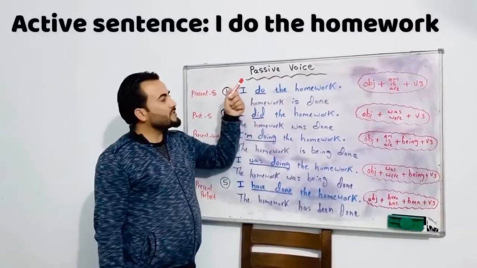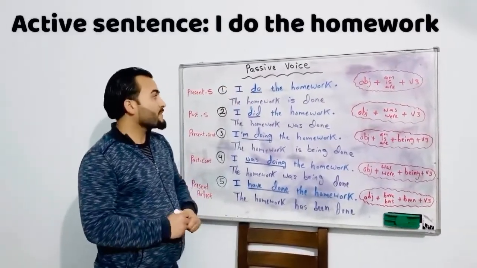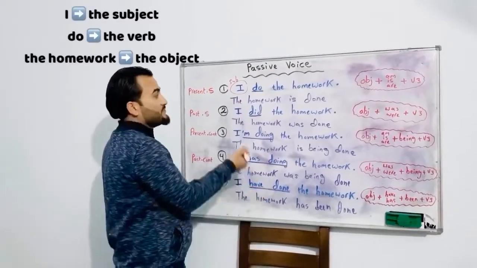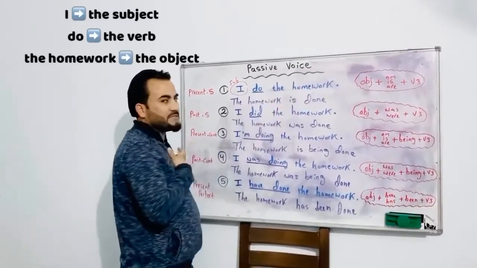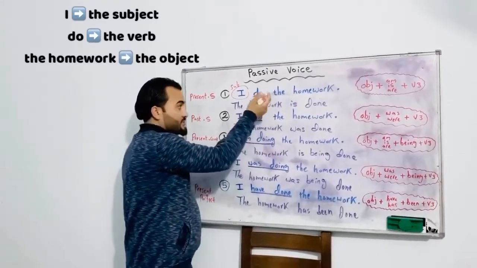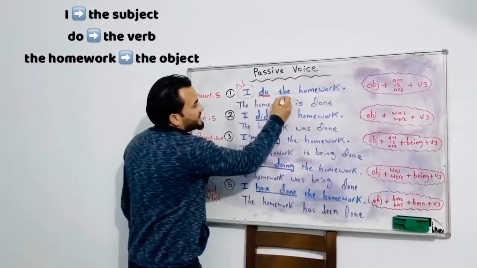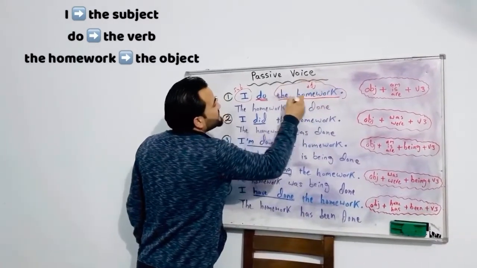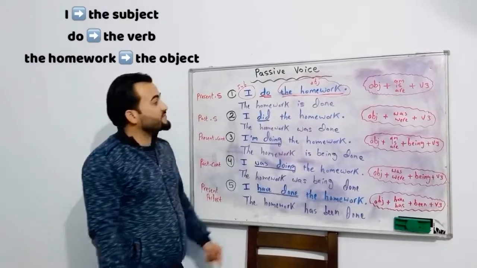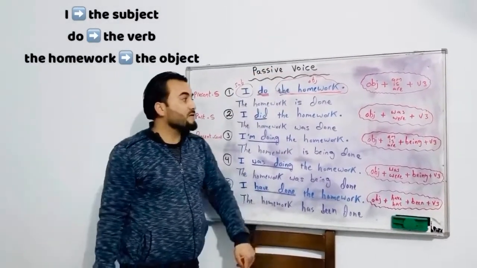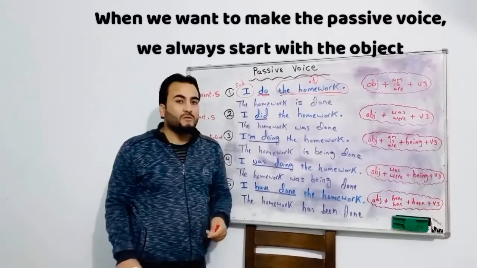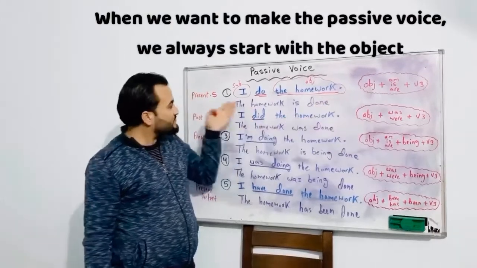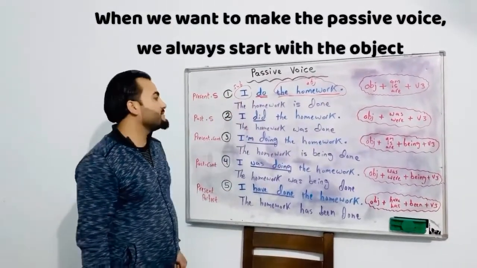I do the homework. So, of course, I here is the subject. Who does the homework? It's me. And the verb here is do, present simple, and the homework is the object. So this is the important thing. We have to focus on the homework. So when we want to make the passive voice, we always start with the object. So the homework is gonna be the first, okay?